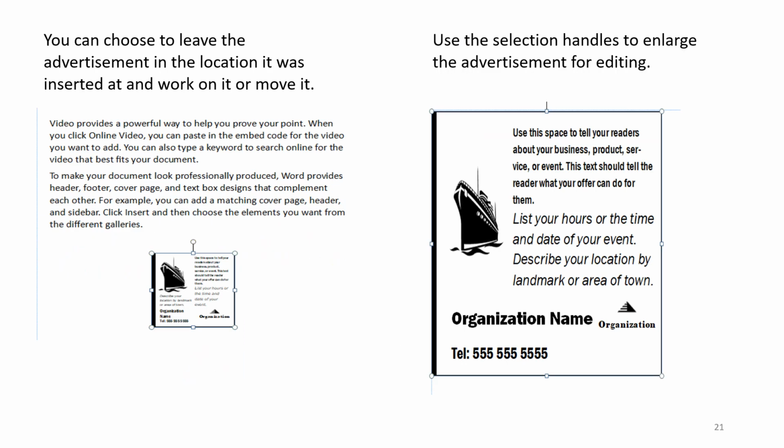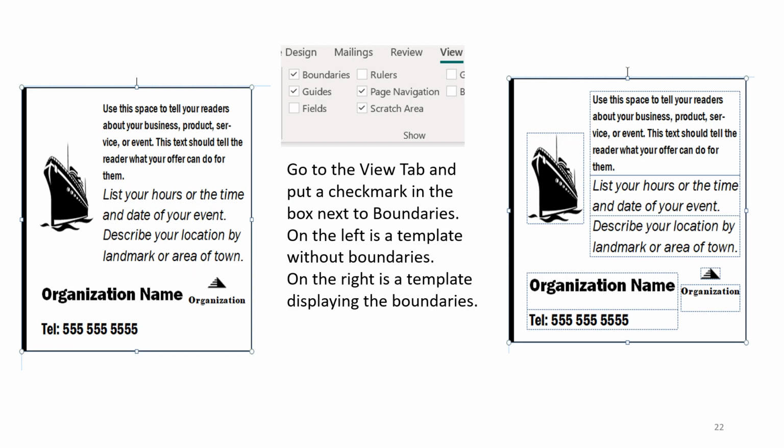You can choose to leave the advertisement in the location it was inserted at and work on it or move it. Use the selection handles to enlarge the advertisement for editing. Go to the View tab and put a check mark in the box next to Boundaries. On the left is a template without boundaries. On the right is a template displaying the boundaries.